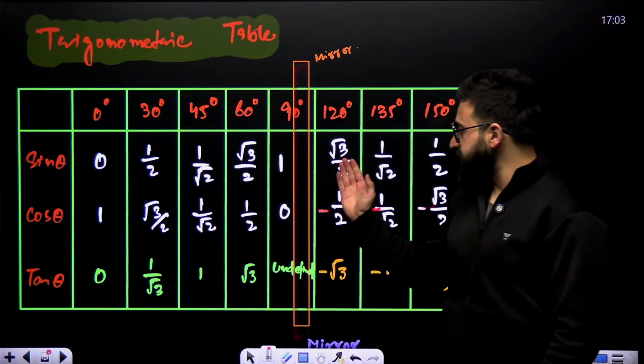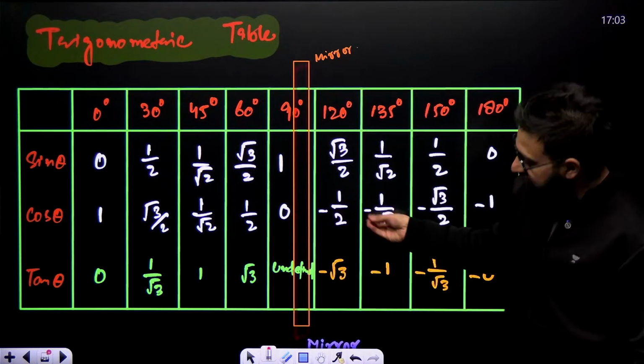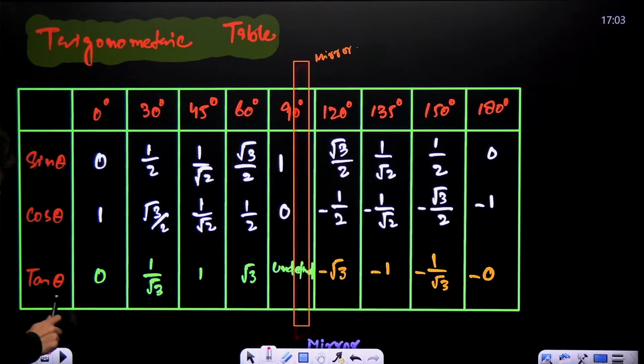Because after 90 degrees till 180, the value of cos is negative. Just put the negatives, rest all the things is the same. Now guys, we say tan of theta. We say tan of 0 is 0. Sir, how do we find tan?